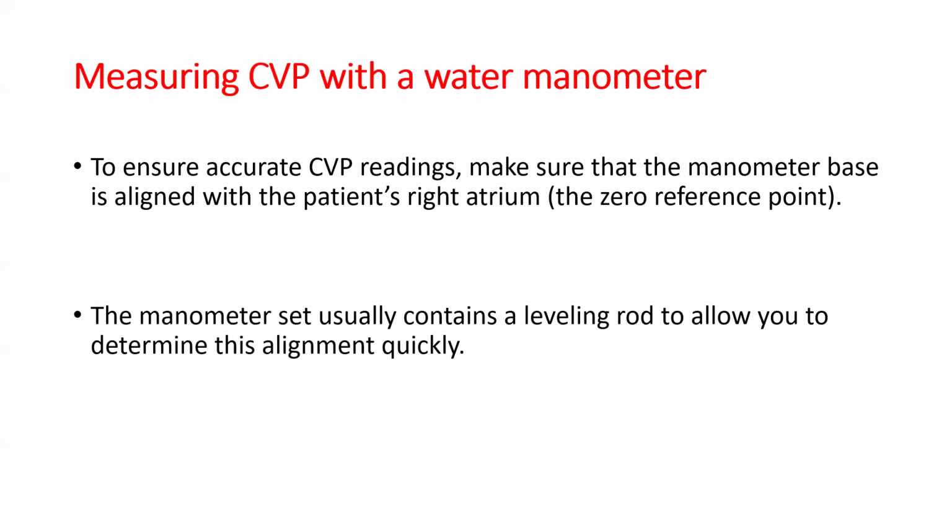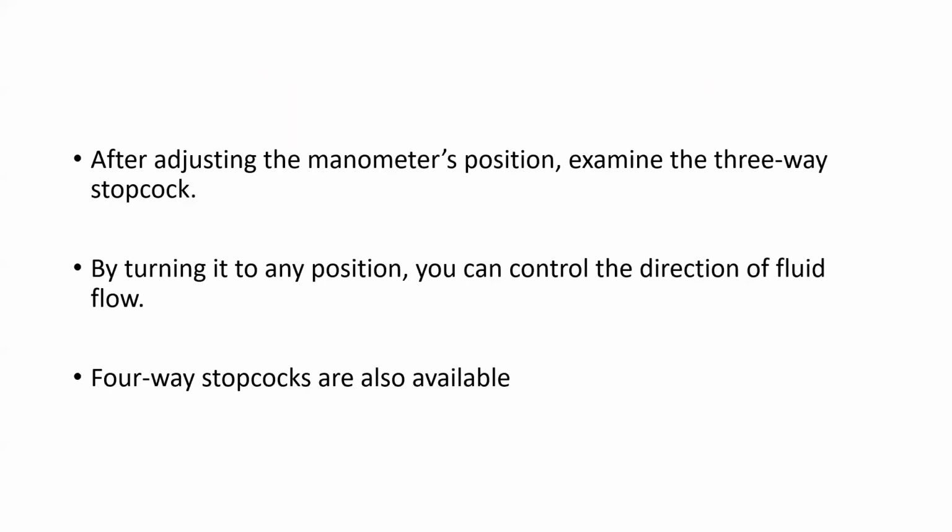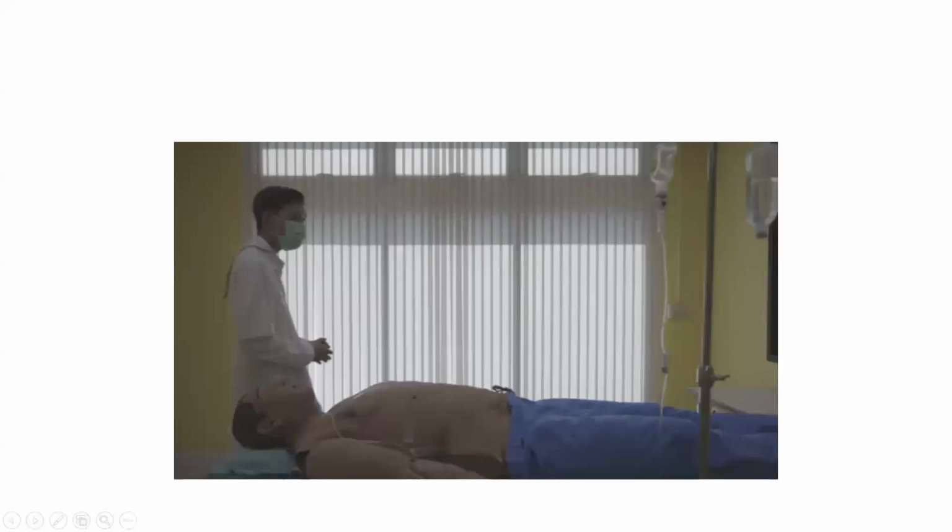To ensure an accurate CVP reading, make sure that the manometer base is aligned to the patient's right atrium. The manometer set usually contains a leveling rod to allow you to determine the alignment quickly. After adjusting the manometer position, examine the three-way stopcock. By turning it into any position, you can control the direction of the fluid flow. Four-way stopcocks are also available. Now, this video will demonstrate how to measure the CVP.